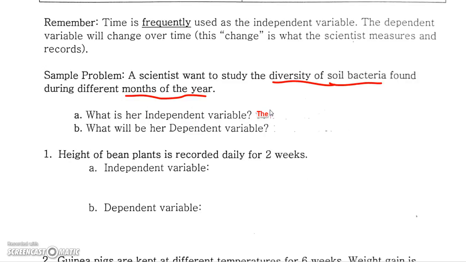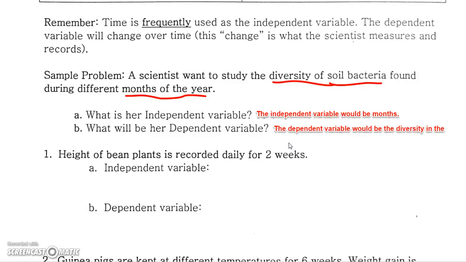I like to write in complete sentences. The independent variable would be months because it is a measure of time. On the other hand, what is the dependent variable? Well, that's dependent on how much time we have. So that would be how much diversity is in the soil bacteria. Again, I like to write in complete sentences. The dependent variable would be the diversity in the soil bacteria.